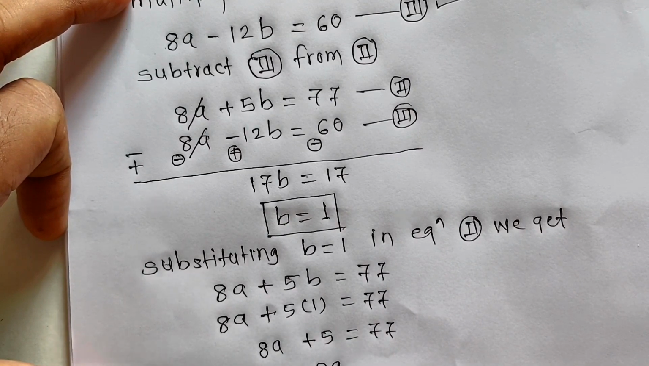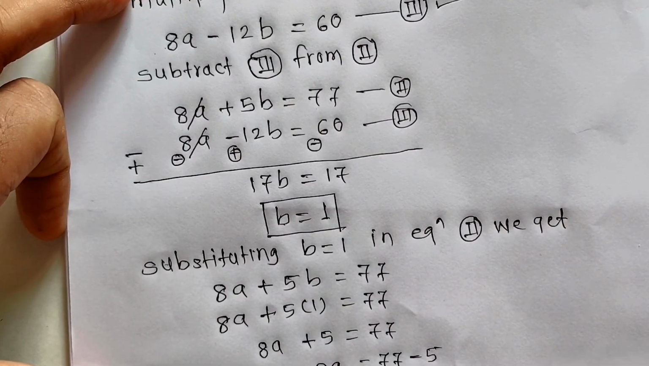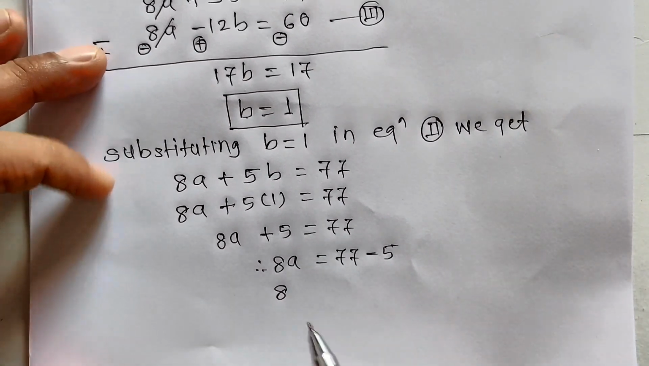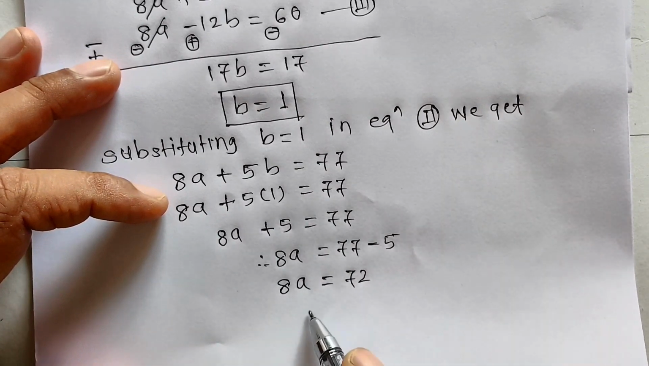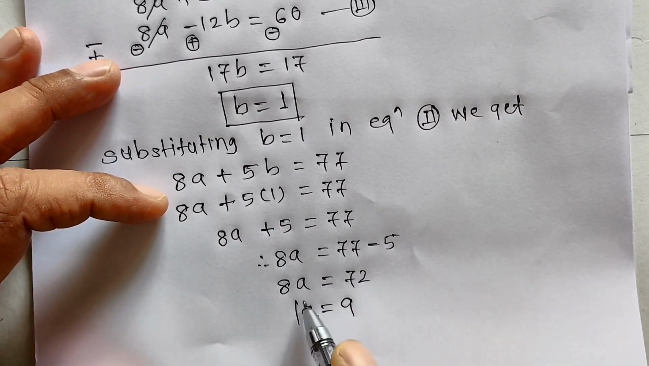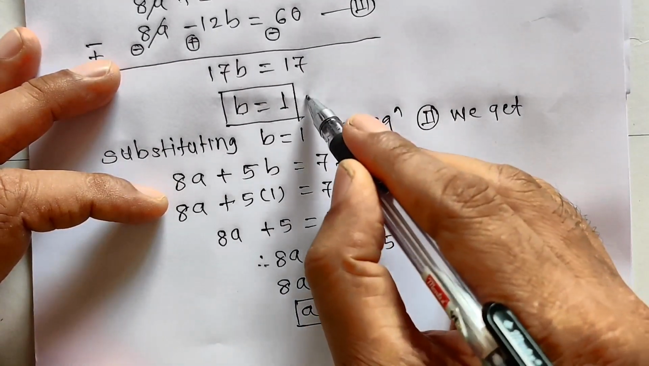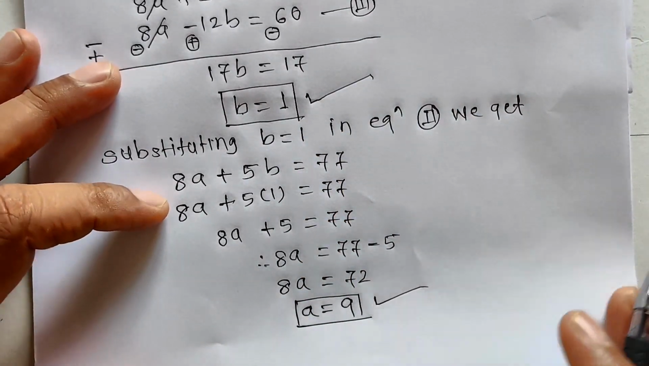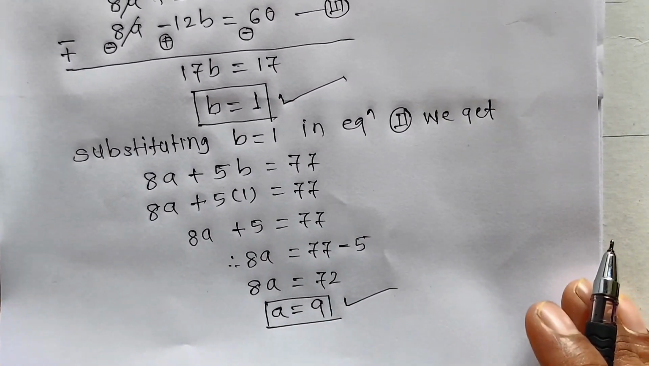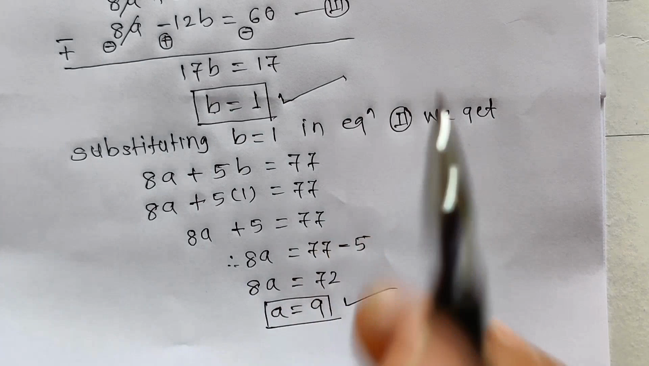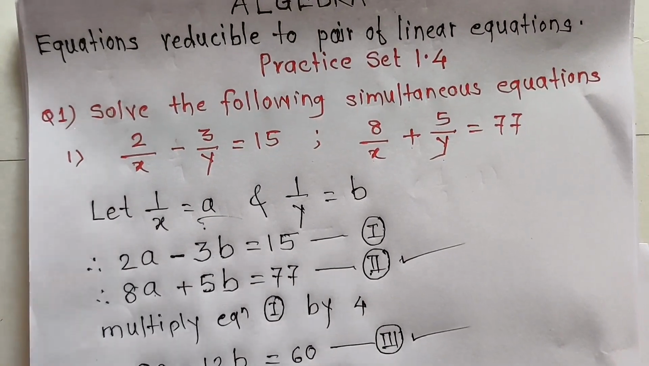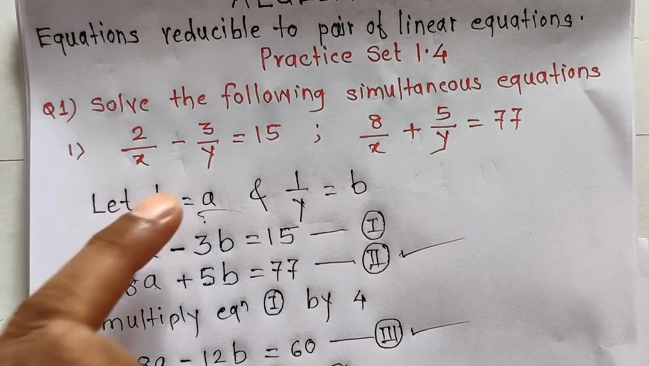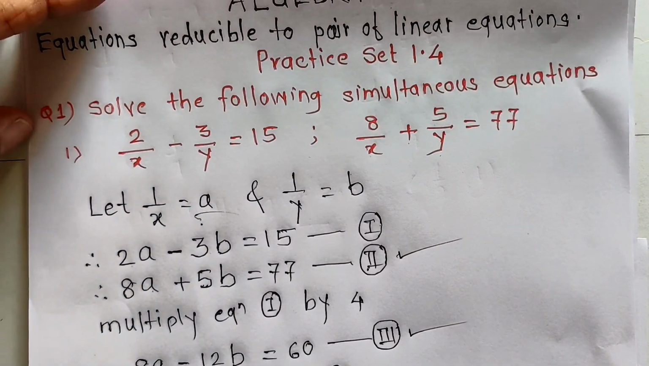Therefore 8a is equal to this 77 minus this 5. So 8a is equal to 72 and a is equal to 9. So in this way we get the value of b is equal to 1, a is equal to 9. Many students directly write the solution, a is equal to 9, so solution is 9, 1. But remember, the equation is given in the form x and y. The variables are x and y. So we have to find the value of x and y only.